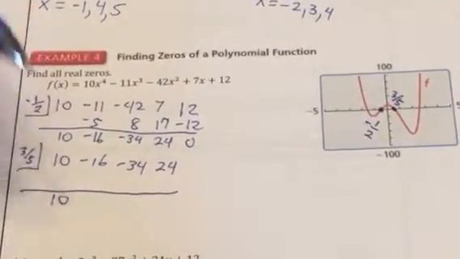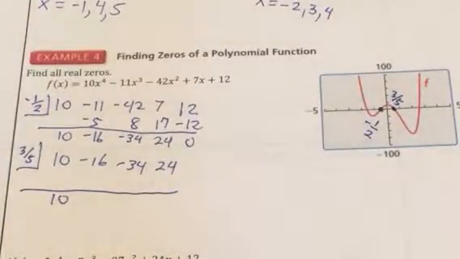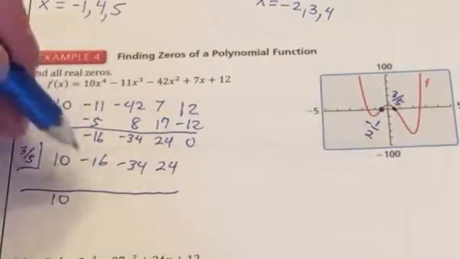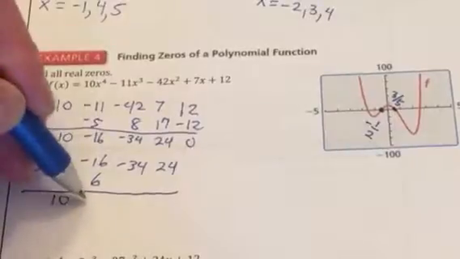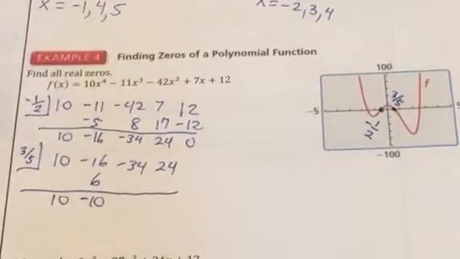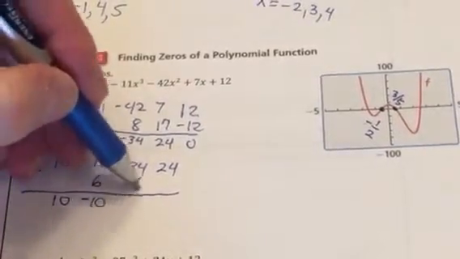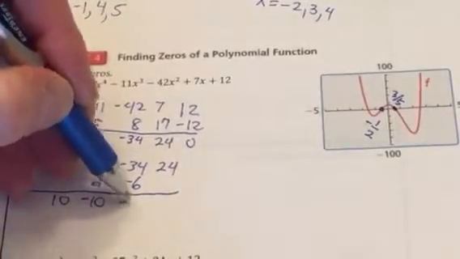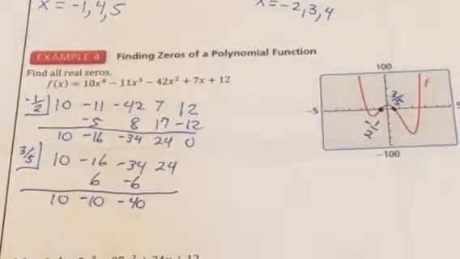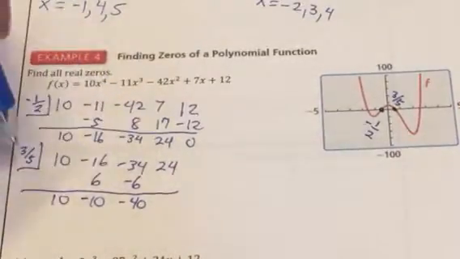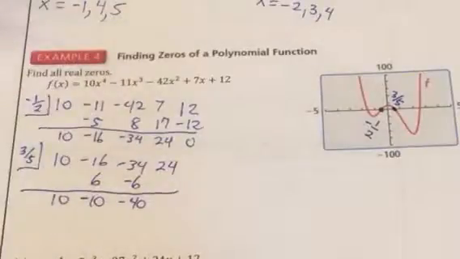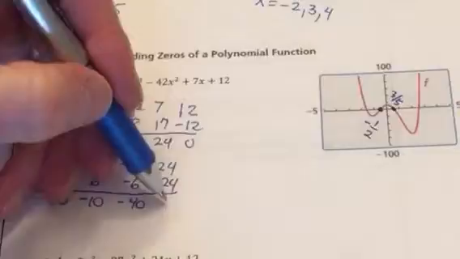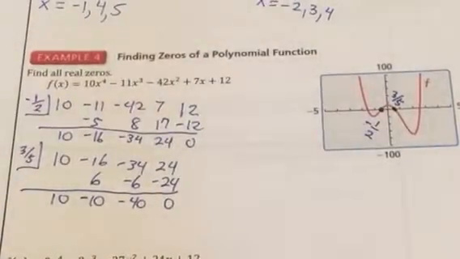Okay, so we're doing this. We're bringing down the 10. And 3/5 of 10, or 0.6 of 10, turns out to be 6. Add the column, you get -10. And now this is going to be the same thing here, except it's going to be -6. And we add this column, and we're going to get -40. And then we add, -40 times 3/5 turns out to be -24. And we get our 0 remainder like we wanted.